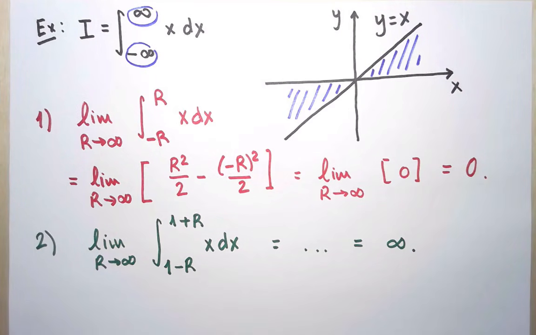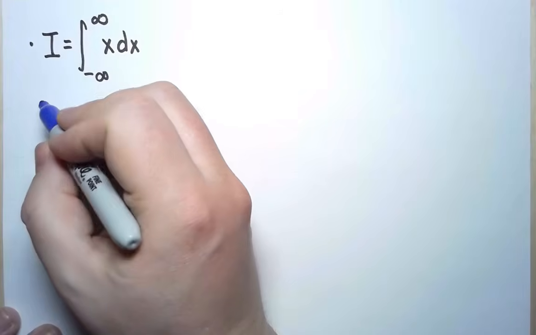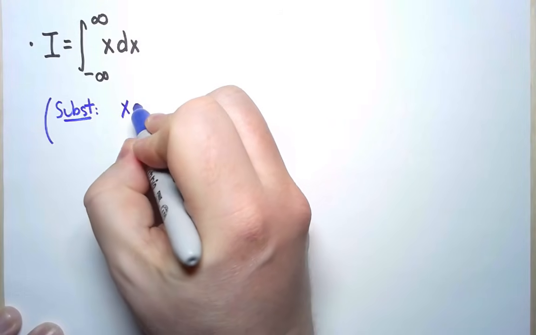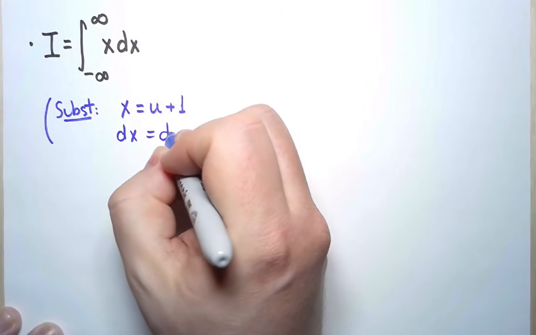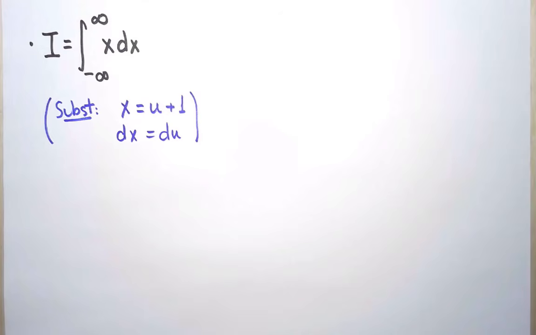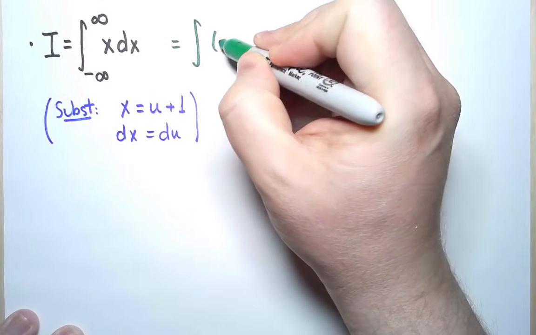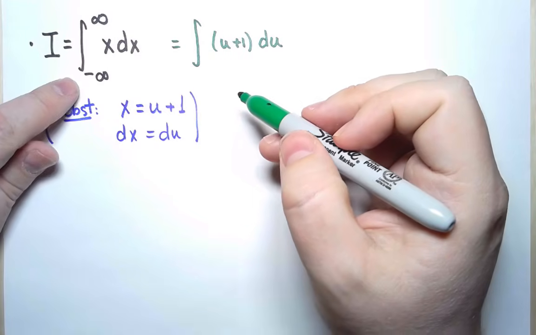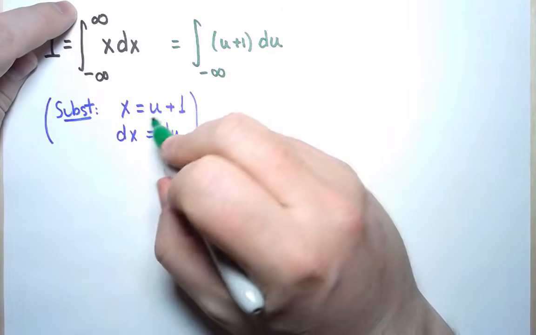So perhaps this argument doesn't convince you. Here is another way to look at the same problem. Before I try to compute this integral, I'm going to perform a substitution. I'm going to change x into u plus 1 with a new variable u. And so the x will be the u. So what happens when I do that? I get the integral of the function u plus 1 with respect to u. And now as x approaches minus infinity, so does u. And as x approaches infinity, so does u.